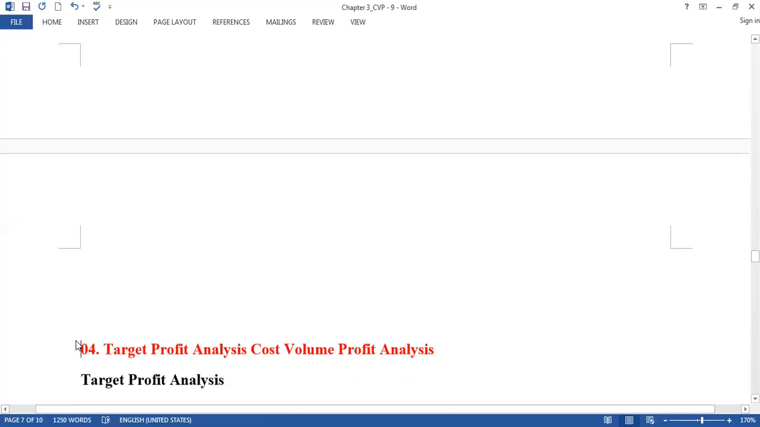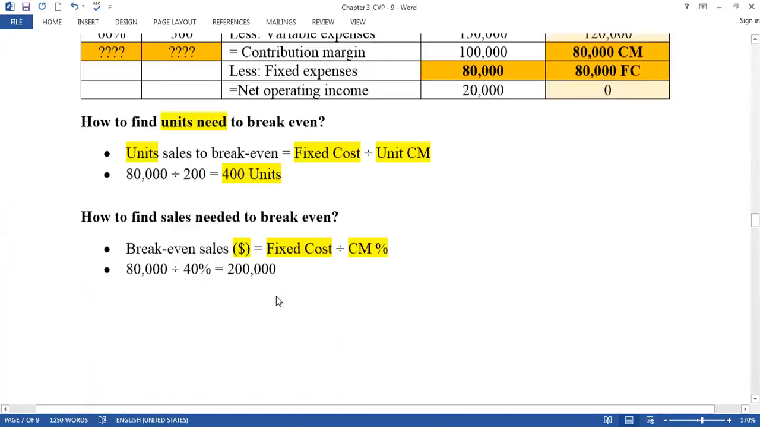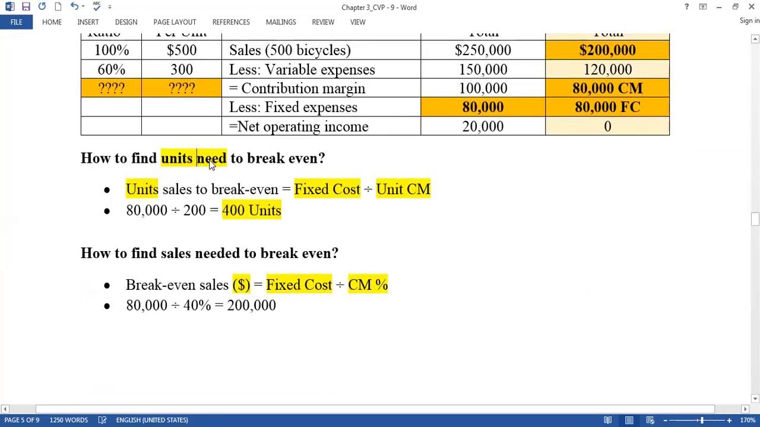So this is very, very important to know how to calculate CM, contribution margin in unit. My mistake. Break even in units, break even in units, and break even in sales dollar. So in the exam question, I may ask you this. How many units do you have to sell to have a break-even point? How many dollar amounts do you have to sell to have a break-even point? Okay.